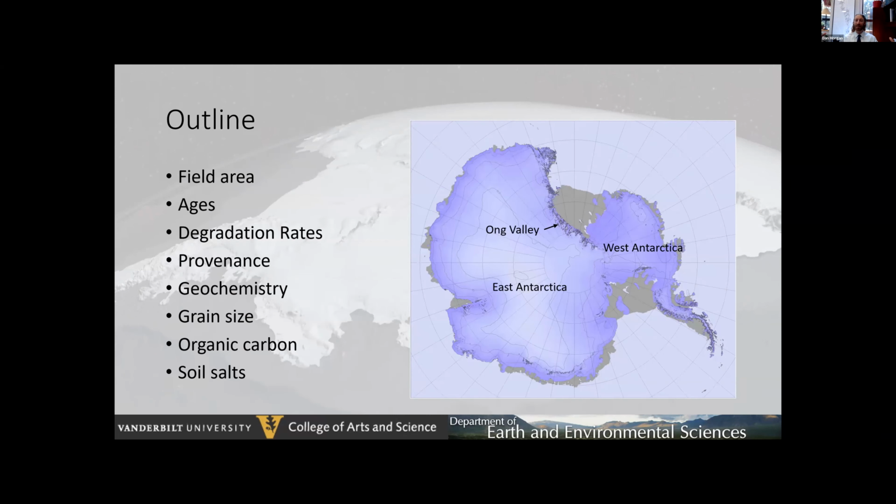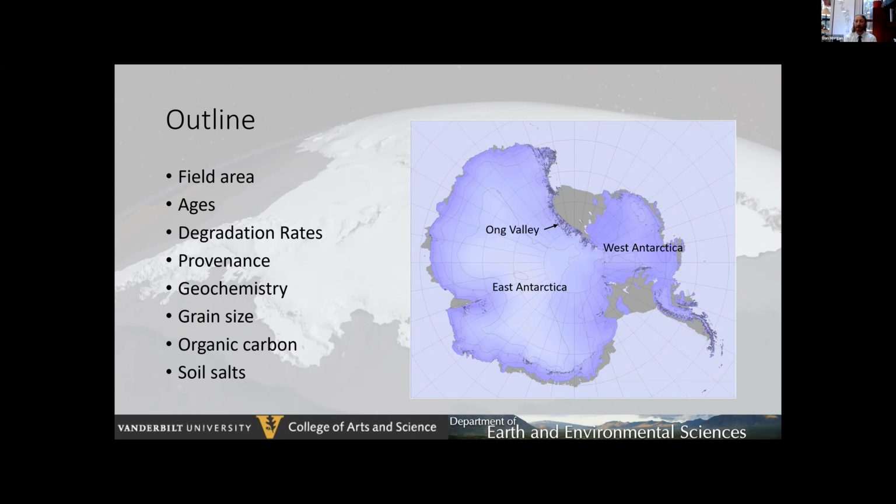I'm going to go through a lot of different data quickly here, but Ong Valley is in the middle of the Transantarctic Mountains, and it's kind of at the head of the Miller Range. It's the Argosy Glacier that drains right next to it, and that eventually meets up with the Marsh Glacier and drains through the Nimrod into the Ross Ice Shelf down there.